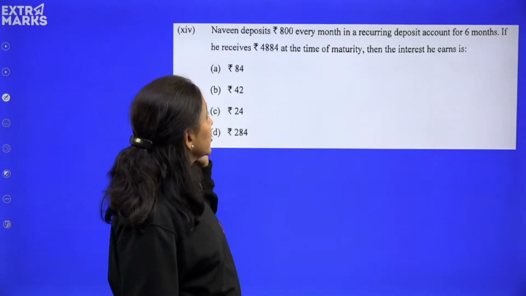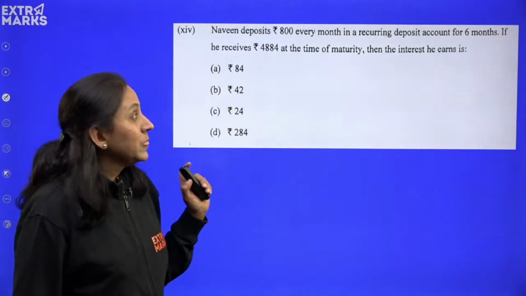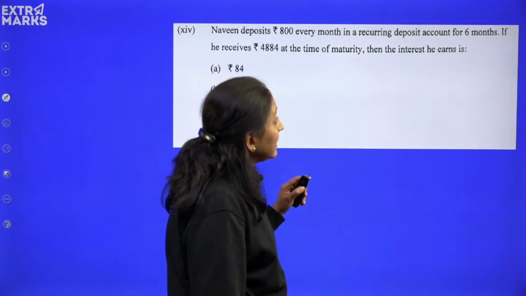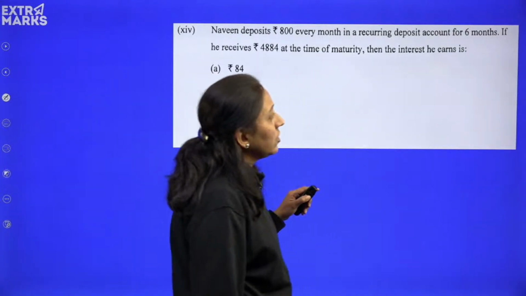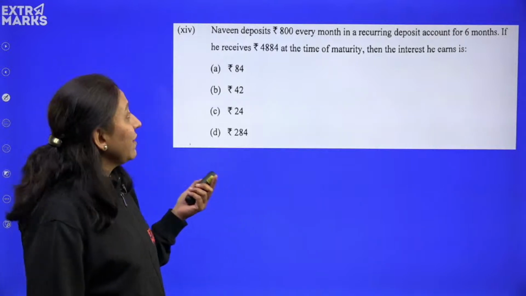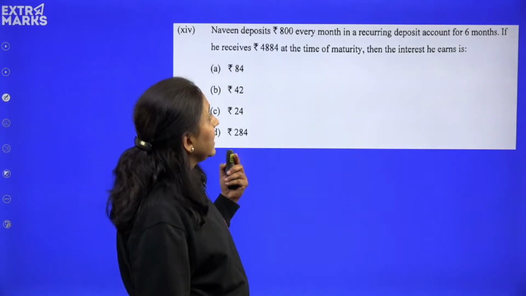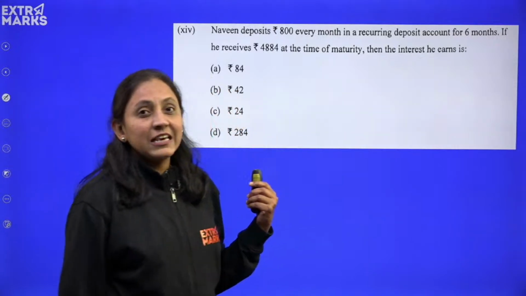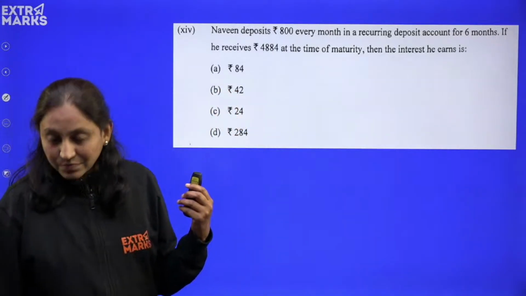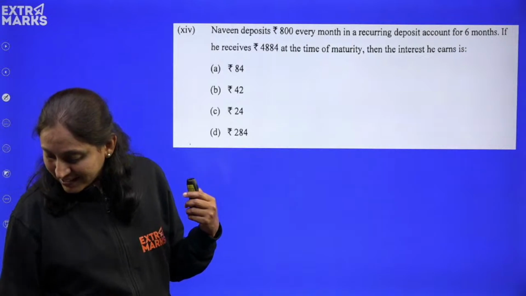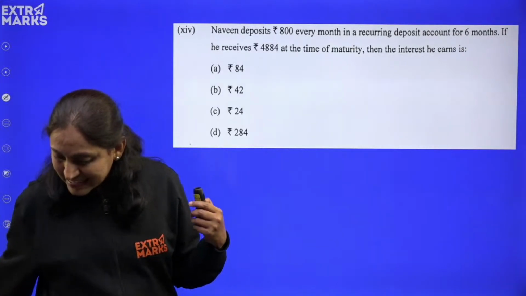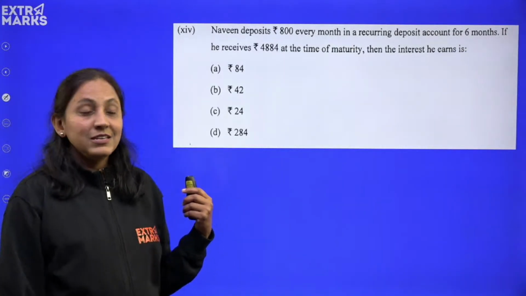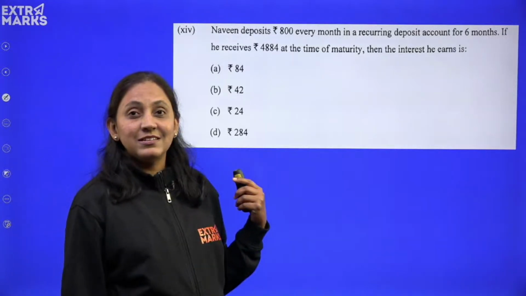According to this question, Naveen deposits 800 rupees every month in a recurring deposit account for 6 months. If he receives rupees 4,884 at the time of maturity, then the interest he earns is... You're already getting a stream of answers here, and everyone is giving the same answer. They're saying that the answer is 84.